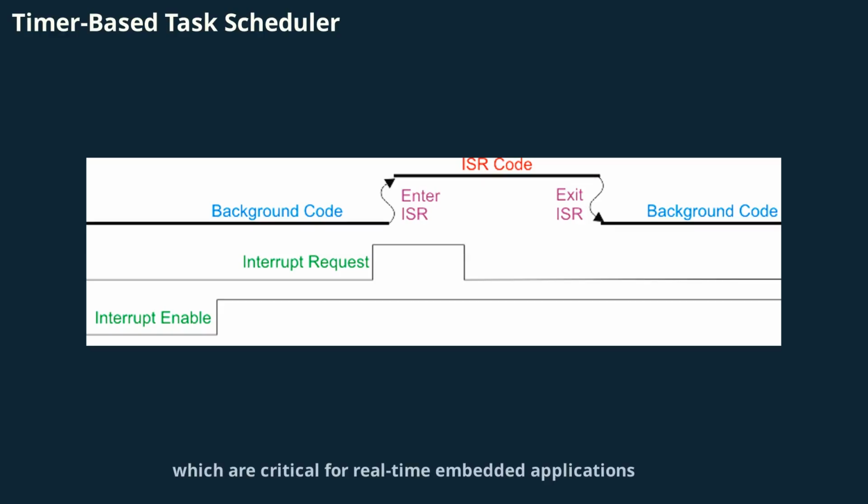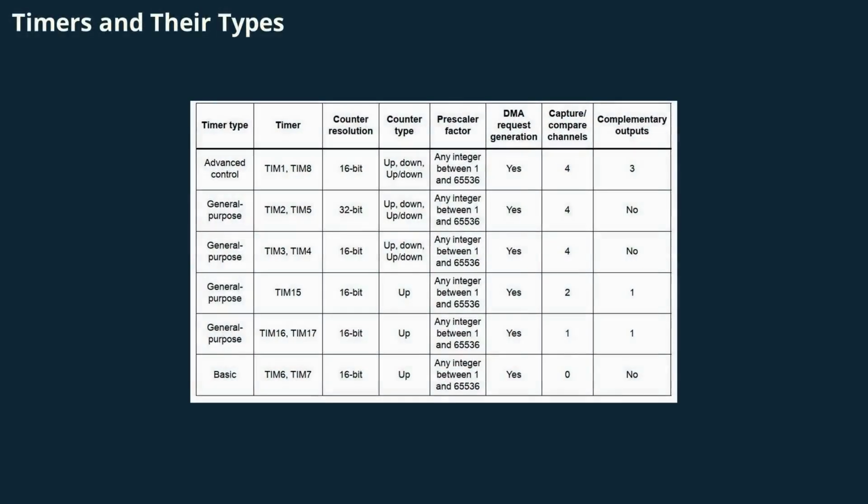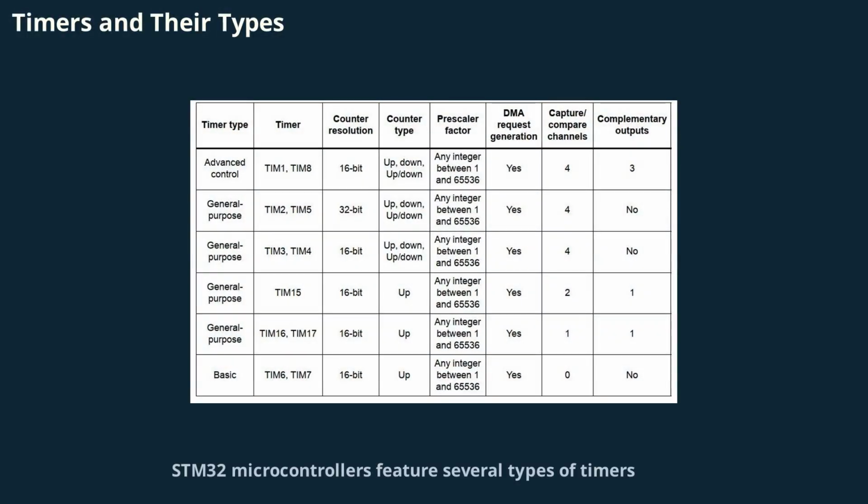STM32 microcontrollers feature several types of timers: basic timers for simple counting, general-purpose timers for PWM and capture compare, advanced timers for motor control, and watchdog timers for system monitoring. Each timer type serves different firmware needs, from generating delays to controlling motors or monitoring system health. Understanding the capabilities of each timer helps you implement precise and reliable timing functions in your firmware.